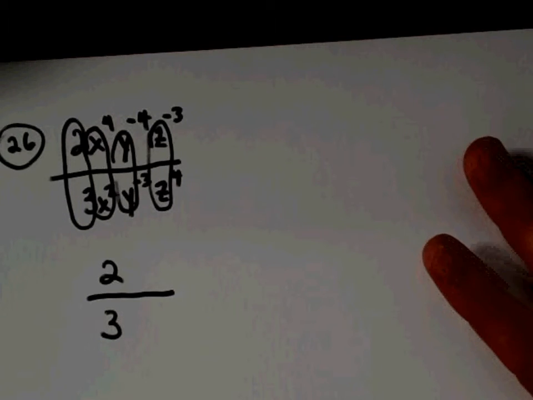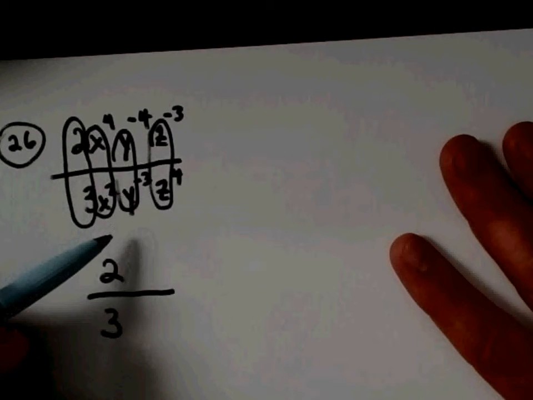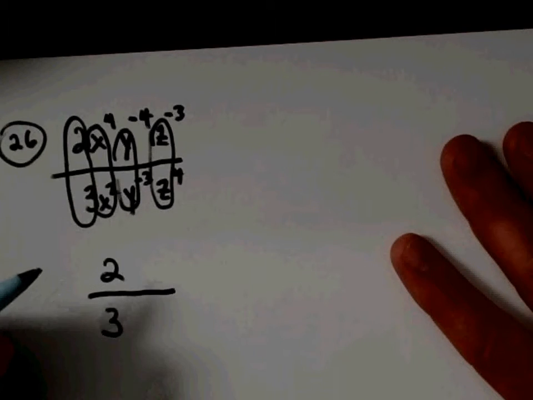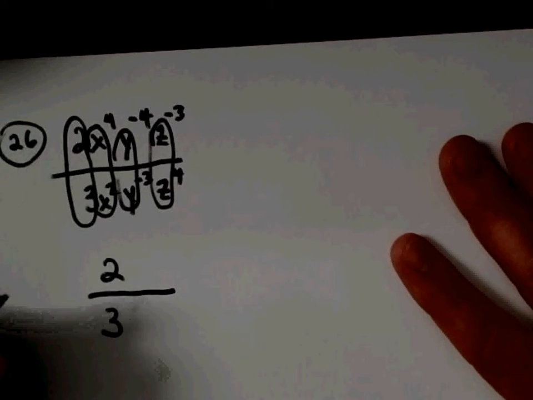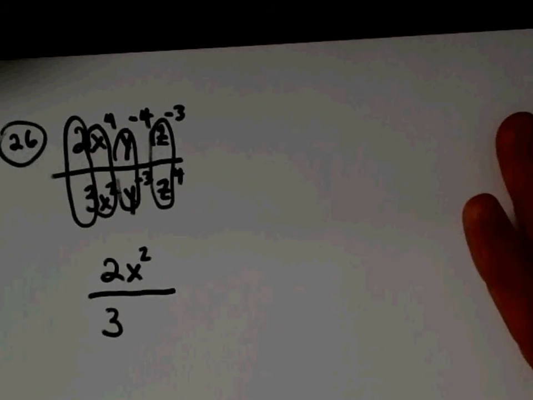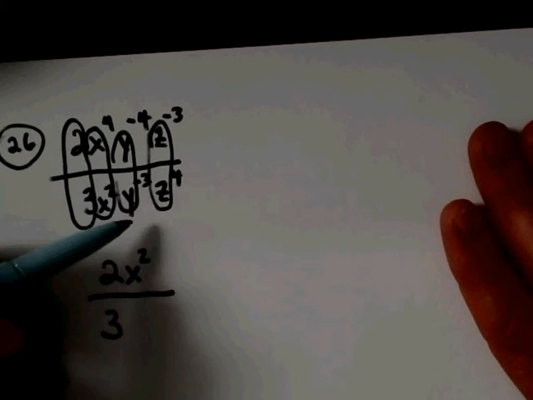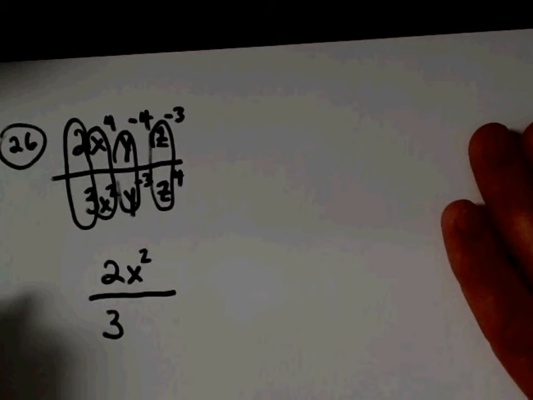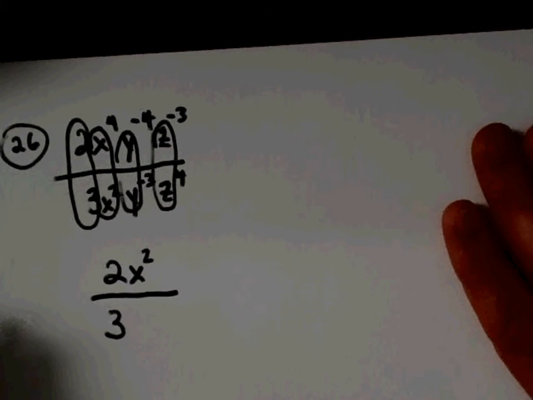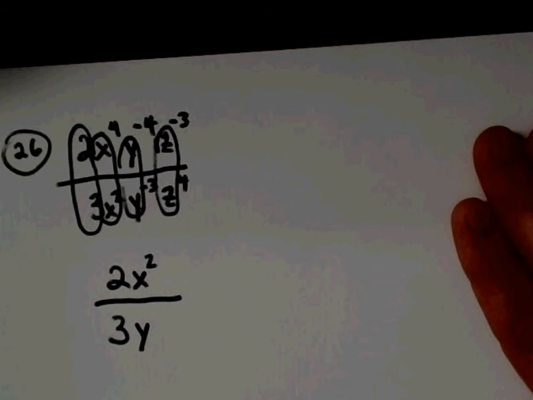I look at the next one, and this is 4 minus 2, which is 2. Is 2 positive or negative? Positive. It's positive, so it remains on the top. Now I have negative 4 minus negative 3. Negative 1. And what do we do with the negative power rule? It goes on the bottom, and this becomes just y to the first power, correct?